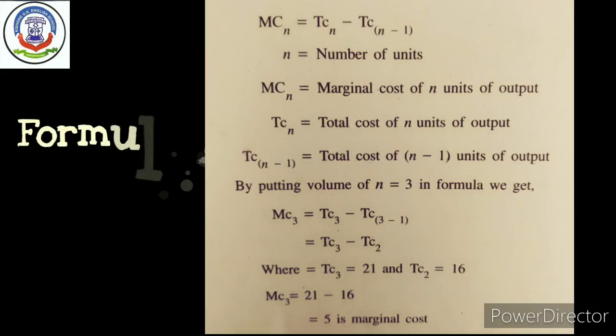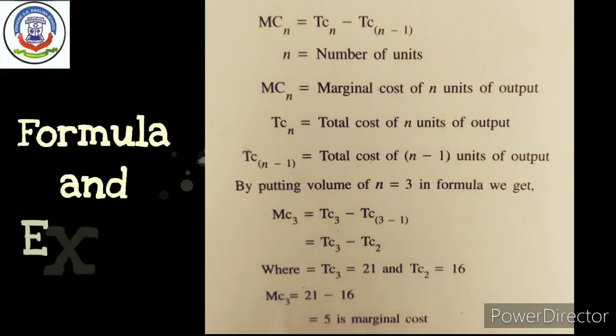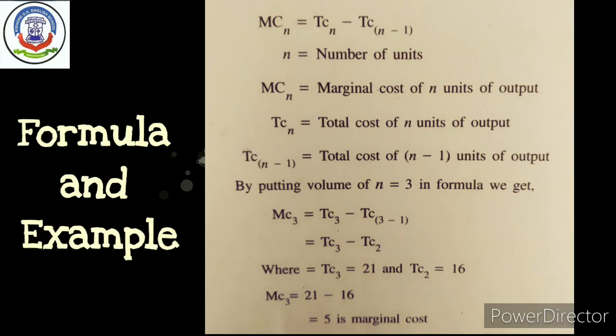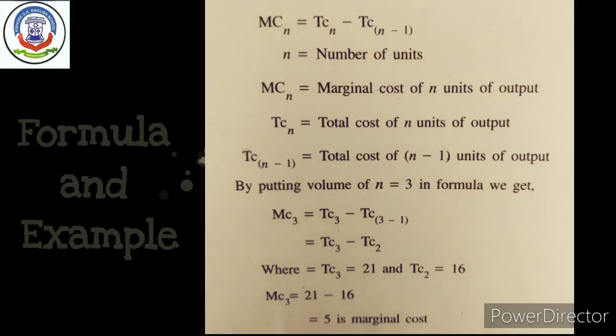Formula of marginal cost: MC(n) is equal to total cost n minus total cost n minus 1. In the formula, n means number of units. Marginal cost n means marginal cost of n units of output. Total cost n means total cost of n units of output. Total cost n minus 1 means total cost of n minus 1 units of output. We will understand marginal cost with a table and diagram.